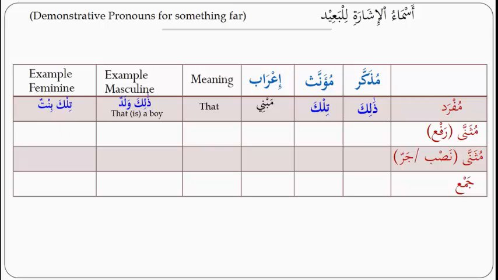Same thing with the feminine. Tilka bintun, that is a girl. I hope that is understood. Dhalika and tilka are the mufrad for the muzakkar and muannath, and they are both mabni.